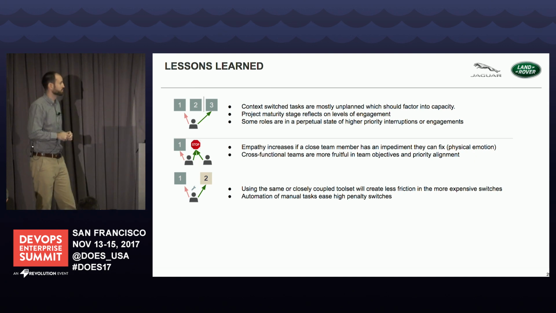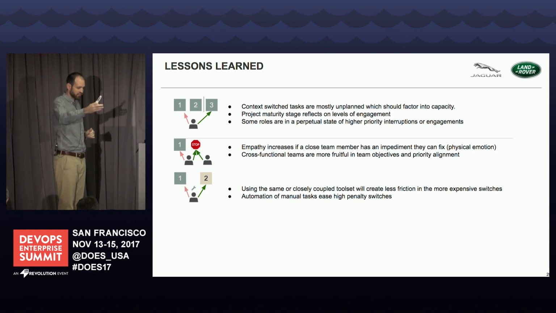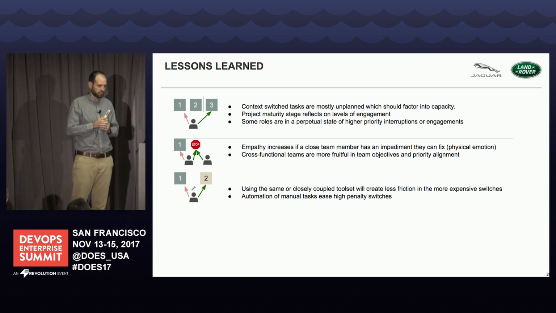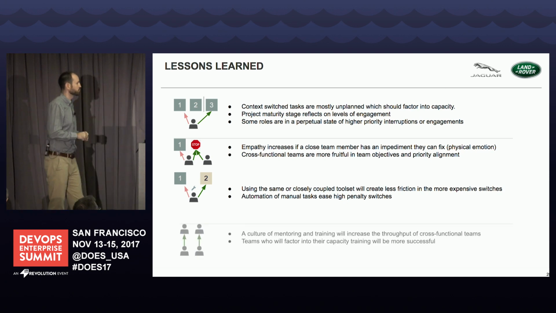This can help throughput. We found that if one of the other stations or one of the other context switches that you're doing has a significant number of manual tasks, it ends up becoming very draining and adds more friction to whether or not you should switch to it.